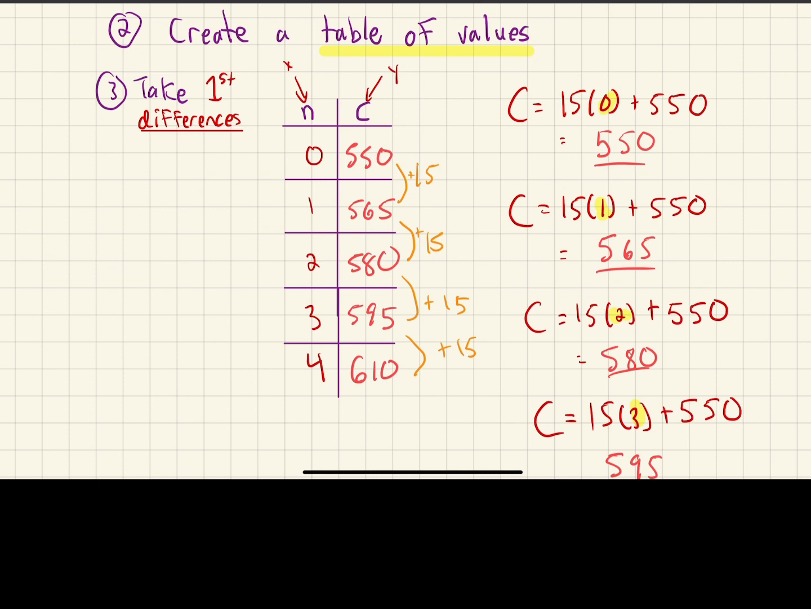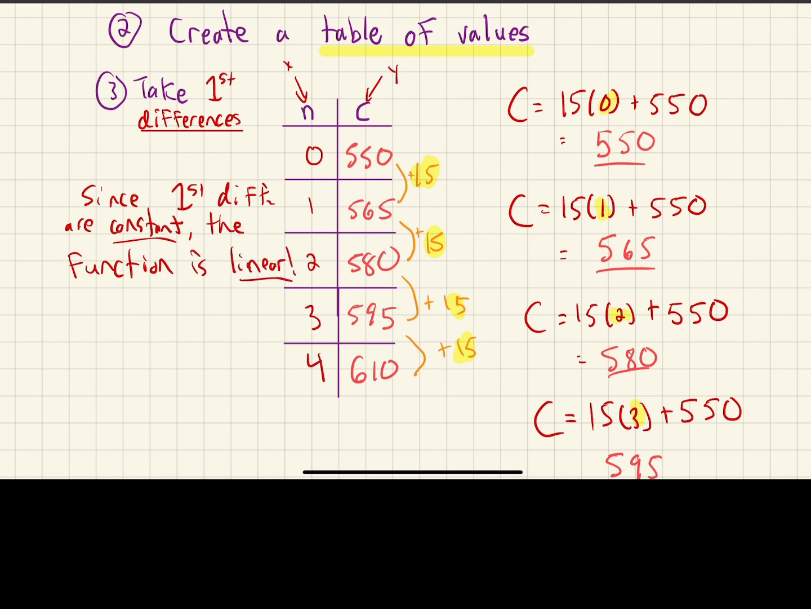And so what we see is that each one of these first differences are constant. And so that means that I'm going to write, since first differences are constant, right? They're all 15. The function is linear. So this is another way to prove that this is a linear relation.